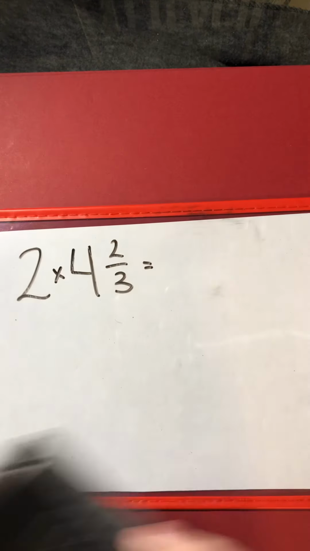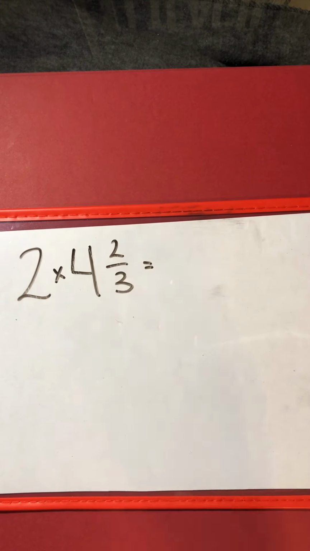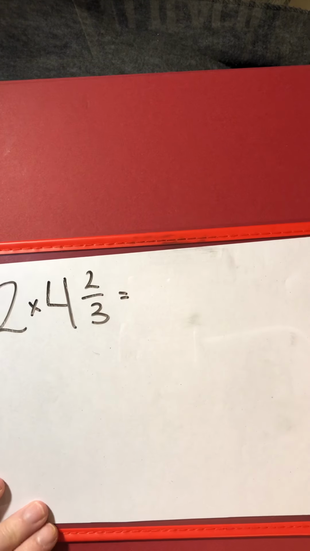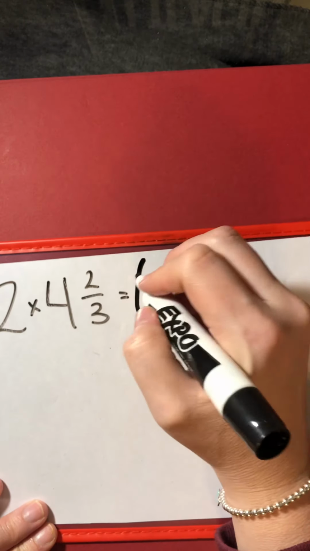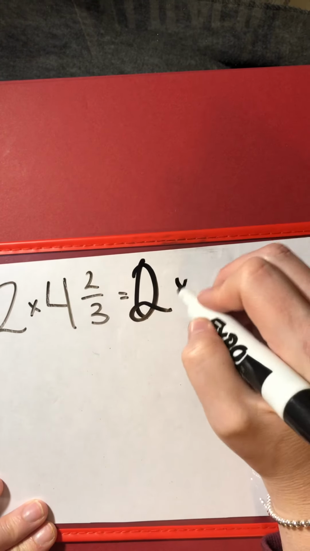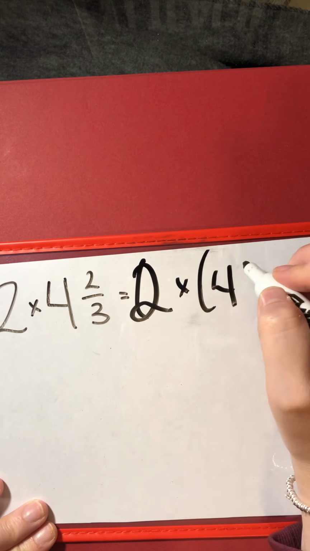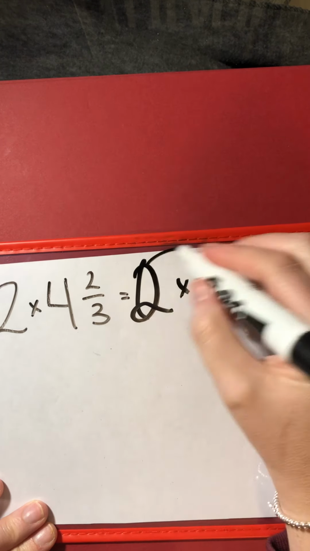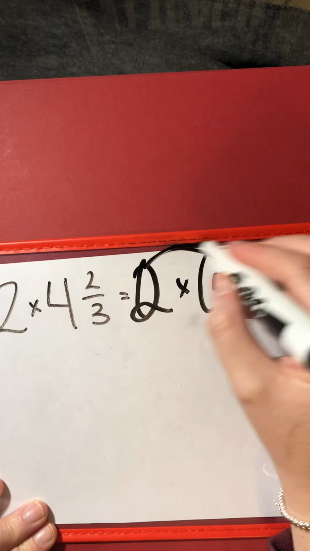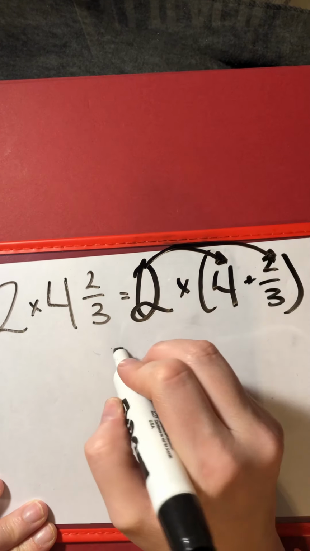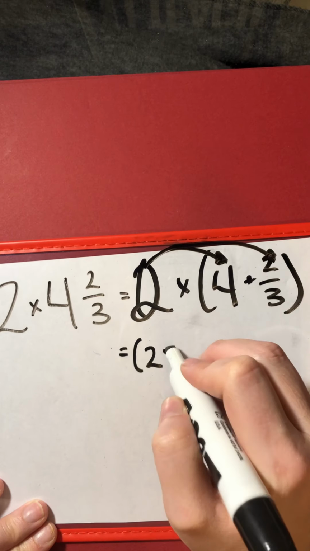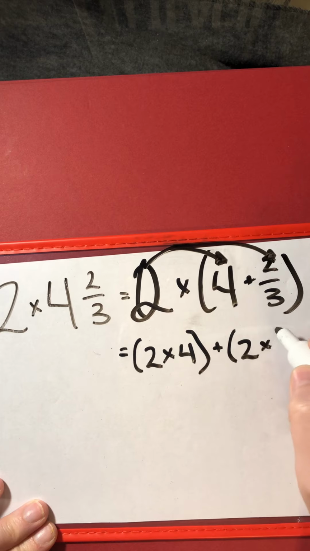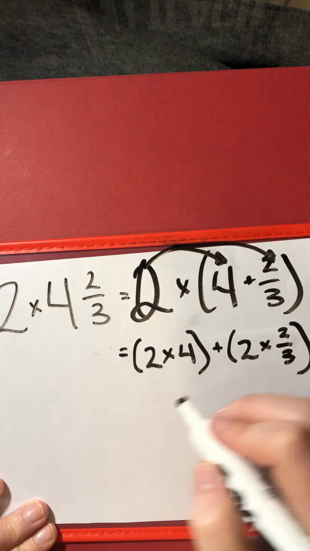Next I have 2 times 4 and 2/3. Okay? I'm going to make sure that you can see my whole board. So I'm going to multiply 2 times 4 and 2/3. Okay, so this will be multiplied, and then that will be multiplied. Okay, 2 times 4 plus 2 times 2/3.